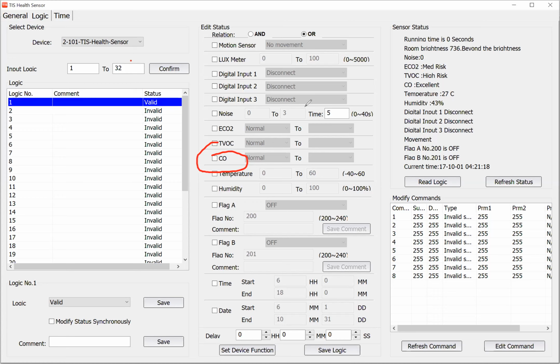Yes, carbon monoxide. It's a silent killer because it has no smell and no color, but it will kill people. Okay.